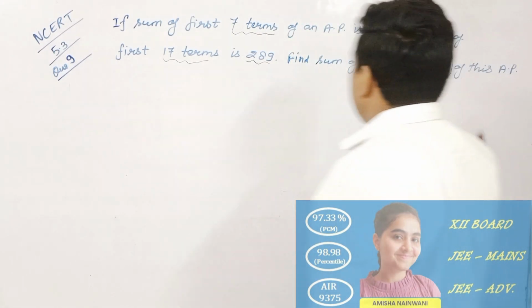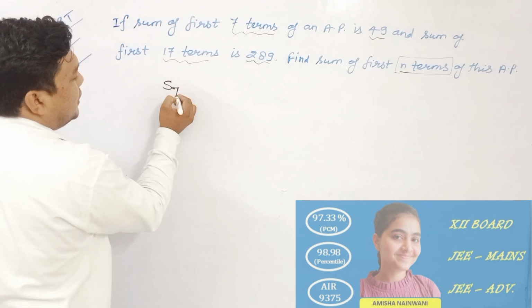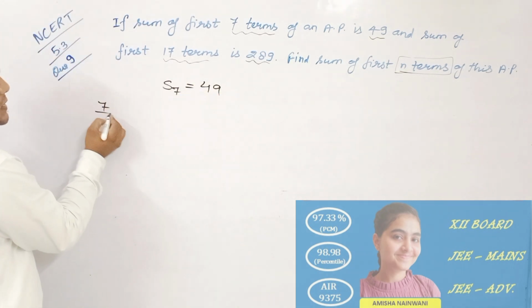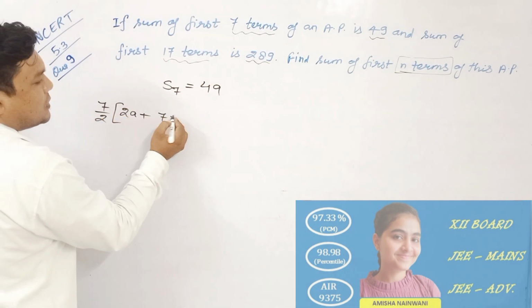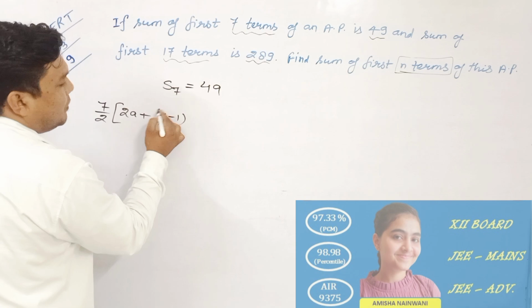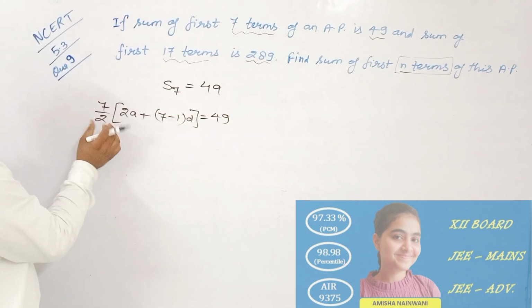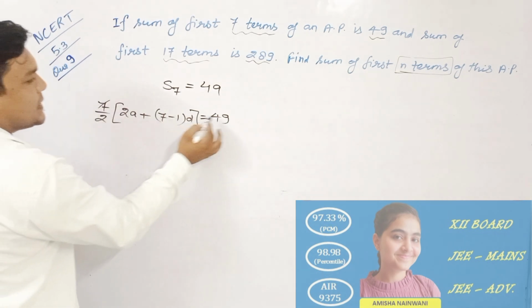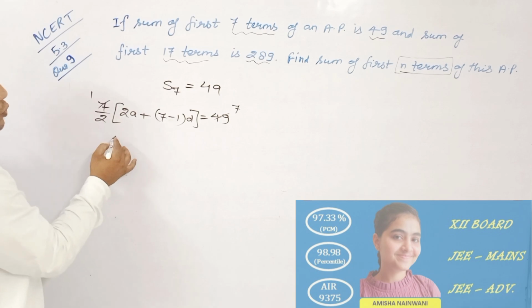So let's do it. What is given to you? We are given S7. S7 is equal to 49. And S7 is 7 upon 2 bracket 2a plus 7 minus 1 into d, equal to 49. Look, this 7 upon 2 is in whole multiplication with this, so it can be cancelled out. 7 7s are 49, 7 1s are 7. It is 1 upon 2 now only.